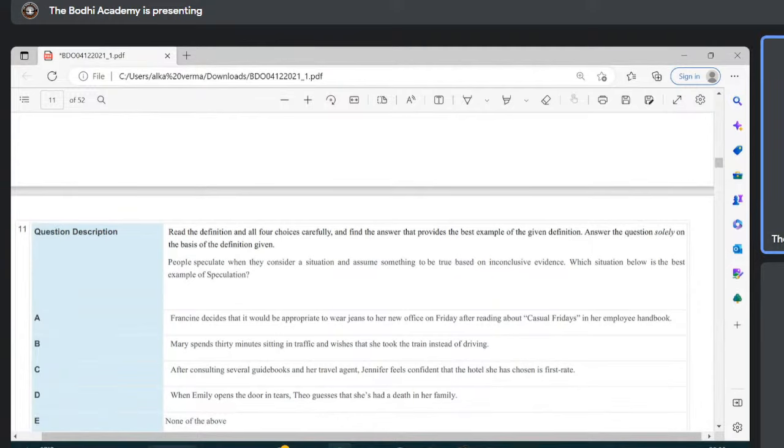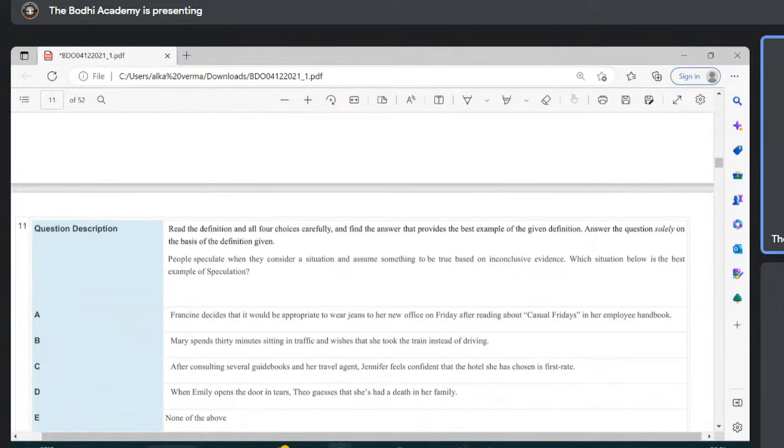Option D, when Emily opens the door in tears, Theo guesses that she has a death in her family. Now, when Theo is seeing Emily in tears, he is assuming that there is a death in the family, but it can be anything. It can be some bad happening, a job loss, or a sickness. It could be anything, but he is assuming that there is a death in the family. So that is the example of speculation. So for question number 11, D is the right answer.